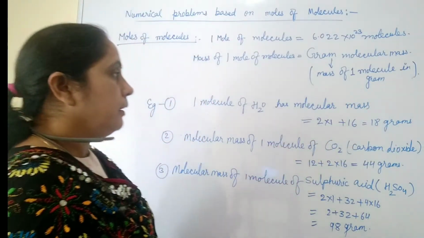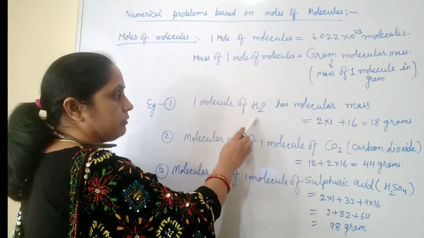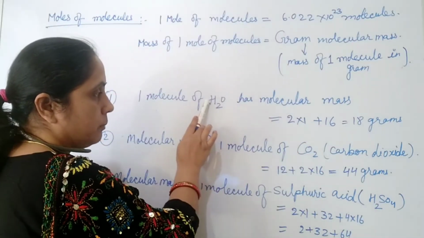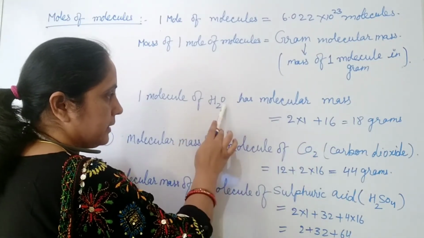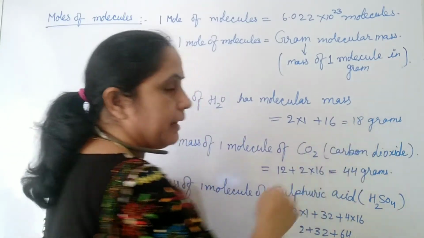For example, the mass of one molecule of water, H2O. It has molecular mass 2 × mass of hydrogen 1 plus mass of oxygen 16, and we get 18 grams.